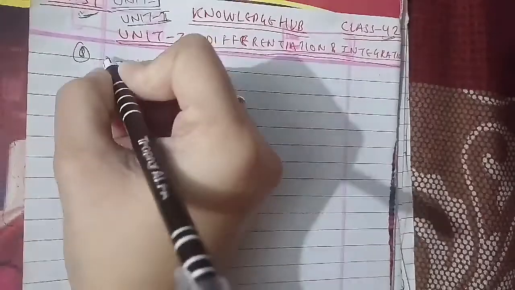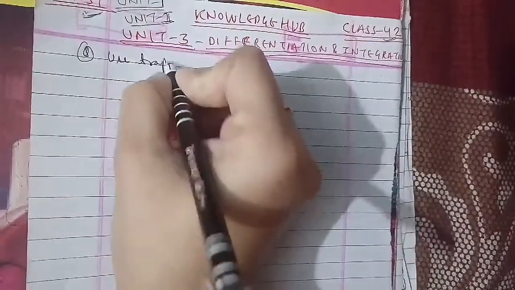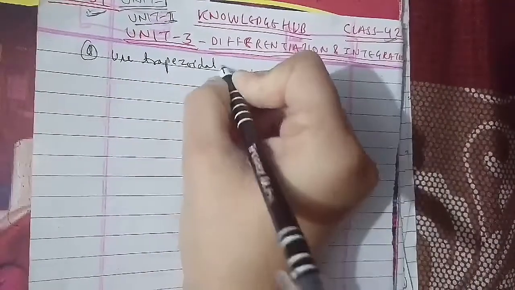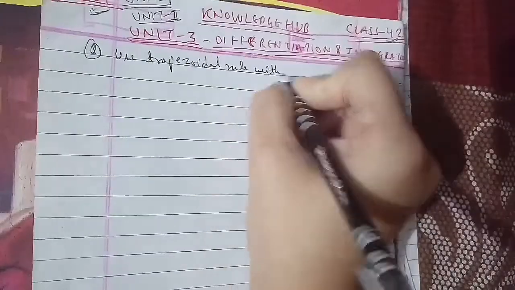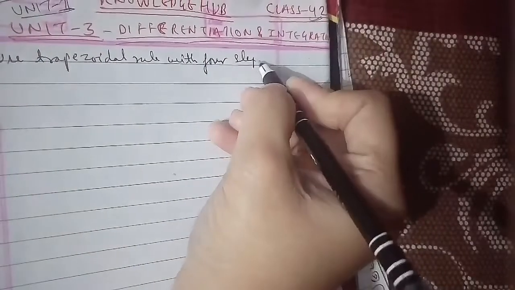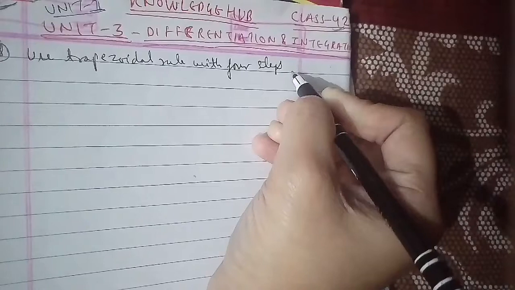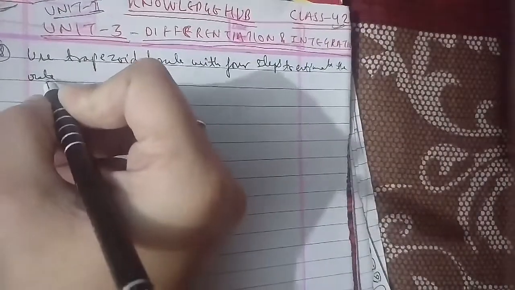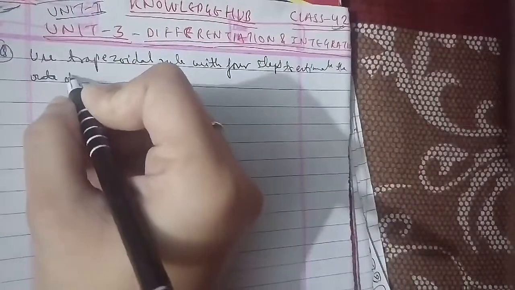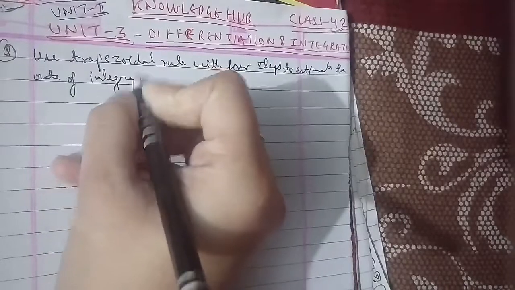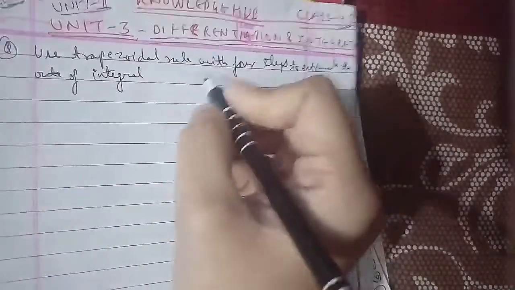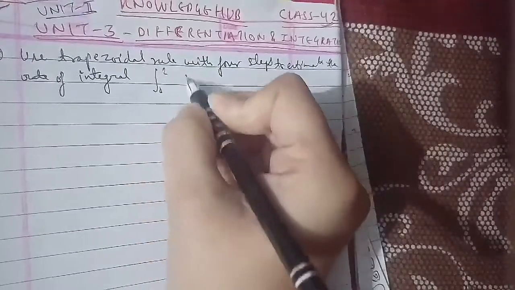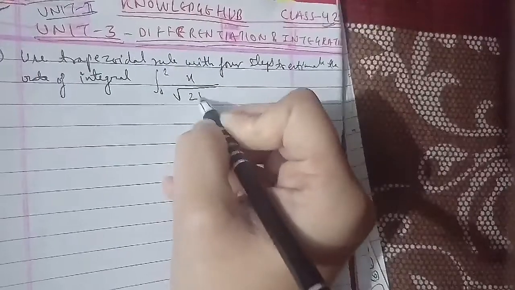Use trapezoidal rule with 4 steps to estimate the value of the integral from 0 to 2 of x upon under root 2 plus x square dx.